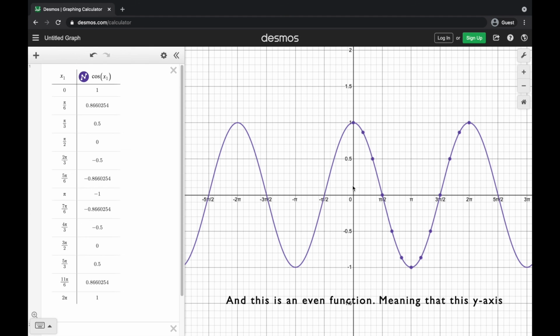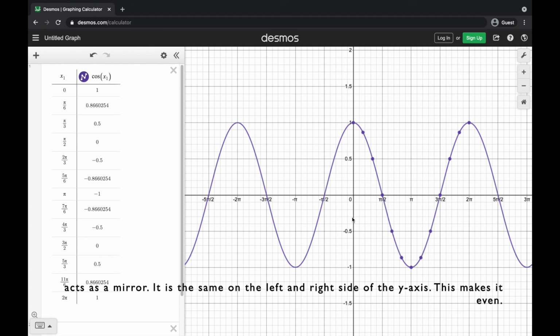And this is an even function, meaning that the y-axis acts as a mirror. It's the same on both the left and the right side of the y-axis, and this makes it even.